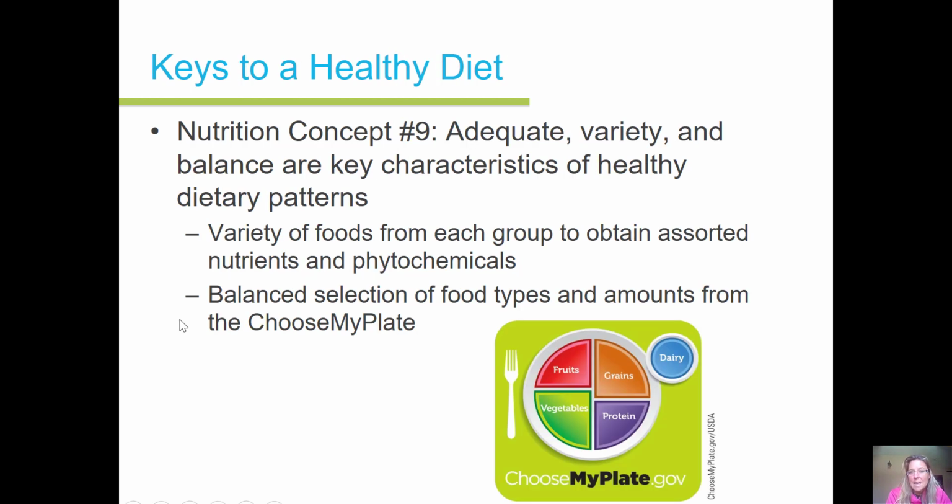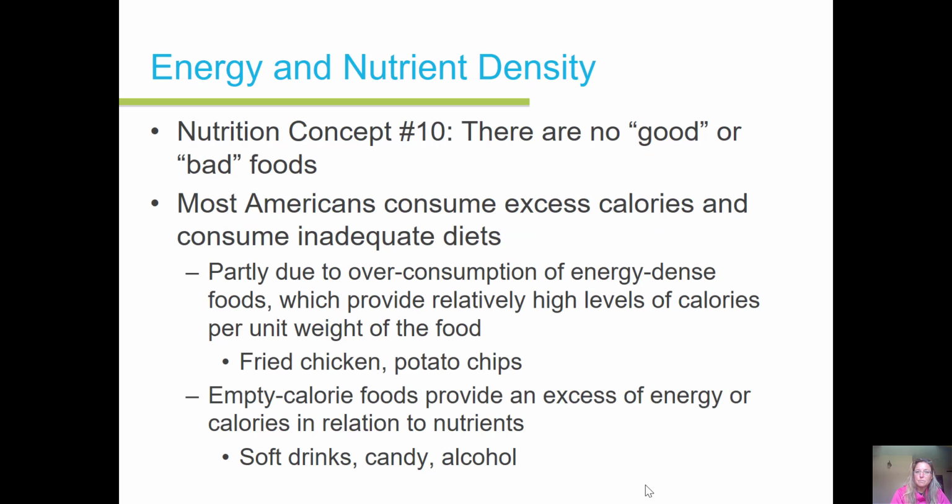And then concept 9, adequate variety and balance are key characteristics of a healthy dietary pattern. We definitely want to have adequate amounts of those 6 essential nutrients, so making sure that we're paying attention to the RDAs and DRIs for each essential nutrient, but also getting a lot of variety, a lot of phytochemicals and phytonutrients in our diet, making our plate colorful and getting a variety of different food sources, and of course balance. Making sure we're getting enough of these 5 different food groups, as you can see listed here on the choosemyplate.gov. That's a key to a healthy dietary pattern.